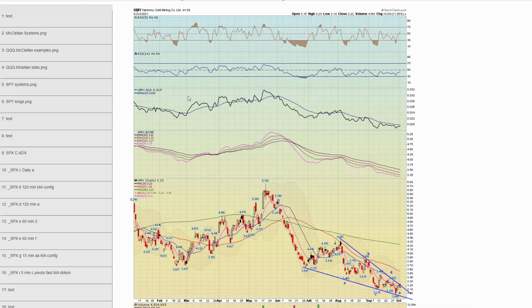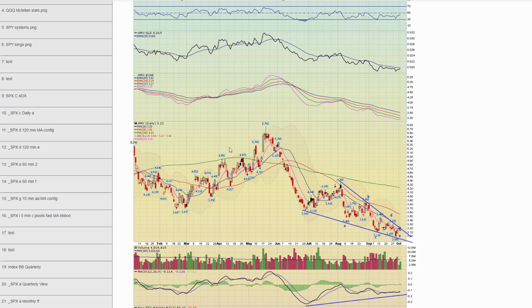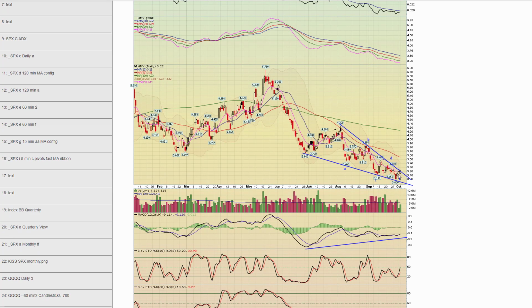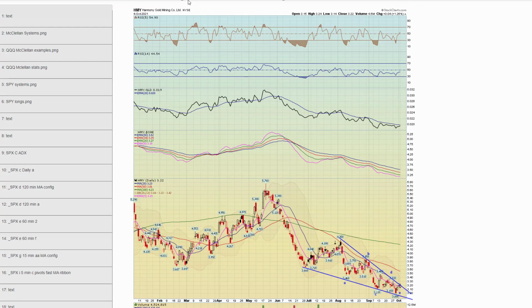So Chart 69, HMY in the golds. I really like this. This is a textbook A, B, C, D, E falling wedge with MACD divergence. I own a little bit of this. I said so last week. Now we'll see if it can bust out of the pattern or not.